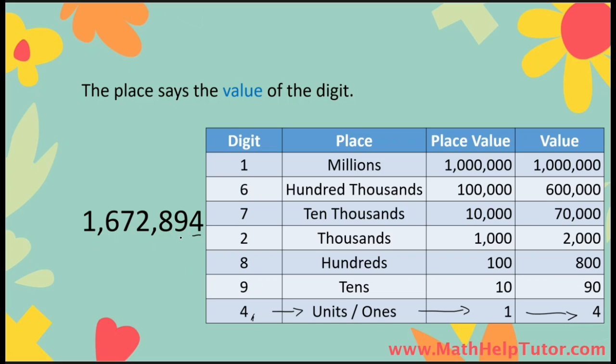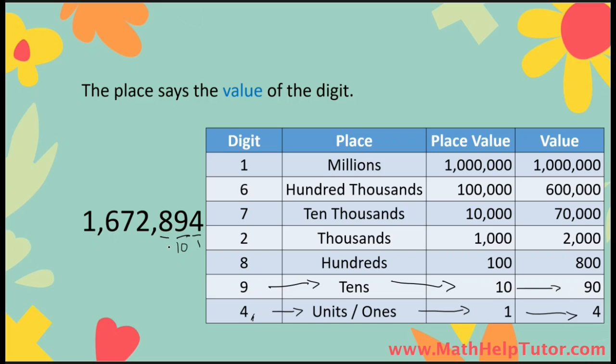For the digit 9, we know that the digit 9 is in the tens place, right? So this is in the ones place, this is in the tens place. And we know that the place value of the tens place is 10. And since we know that there are 9 instances of the place value 10, we know that the value of the digit 9 is 90.